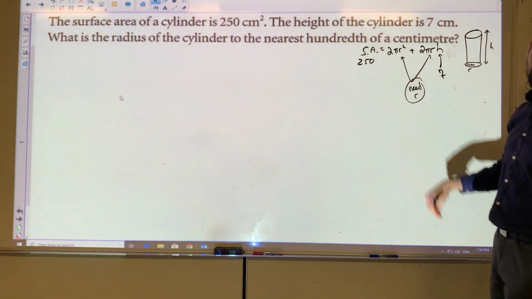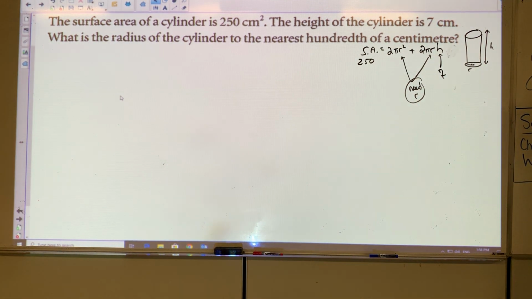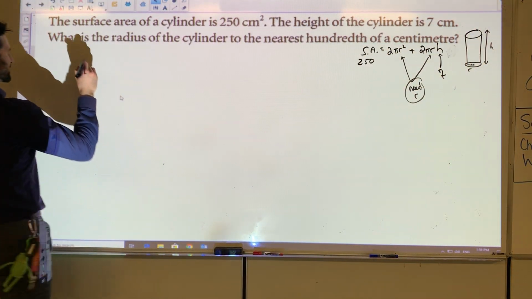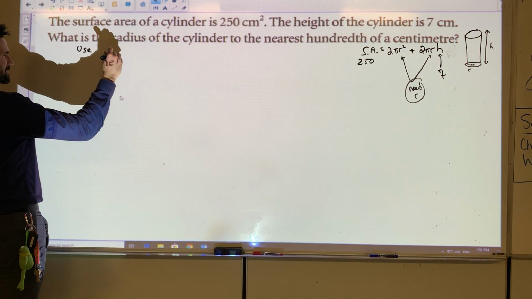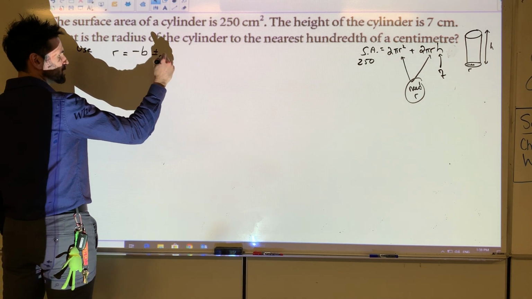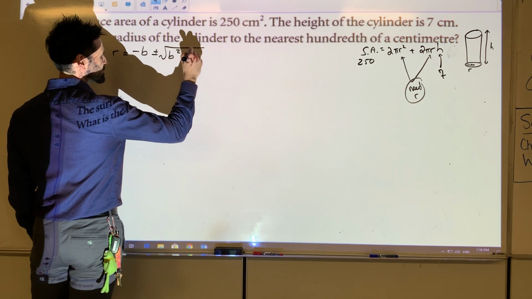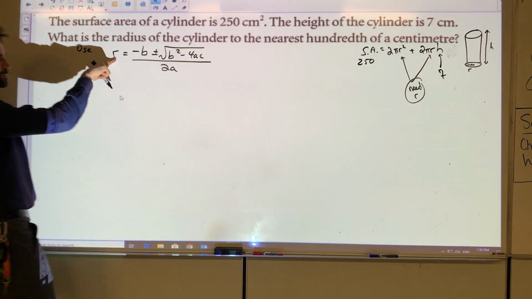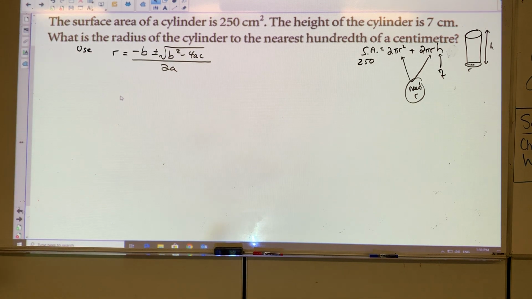So what can we do? Do you want to factor this thing with the 2 pi's in it? Do you want to complete the square? Nah. Let's just do the quadratic formula to figure out what r is. Instead of writing x, just write r, but it's going to be negative b plus or minus the square root of b squared minus 4ac, divided by 2a. I just replaced x with r, because that's the variable I have.